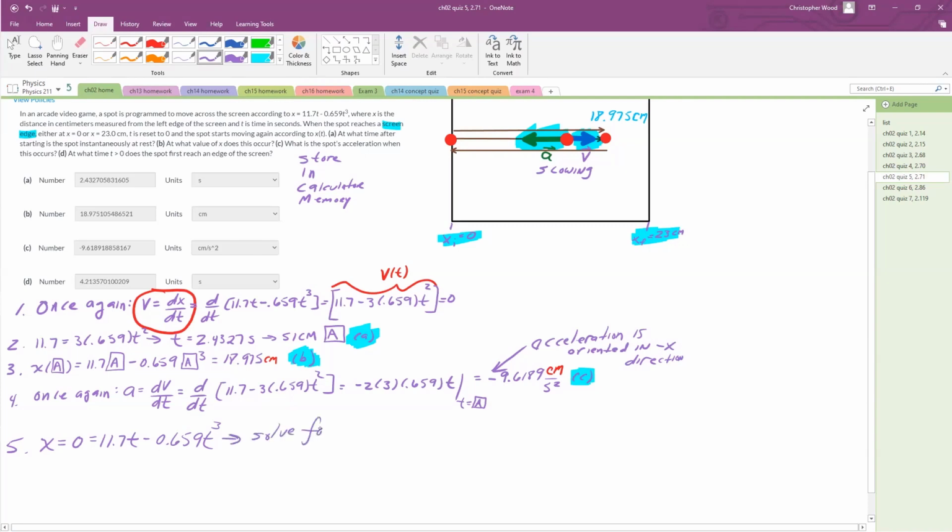Solve for t, number 6. So let's solve for t from that. I don't think I have to write down anything more. I get 4.21 and some change. So that's the time at which the spot returns to an edge, and this is once again the x equals 0 edge, 4.213 and some change seconds. That's the answer to part D.